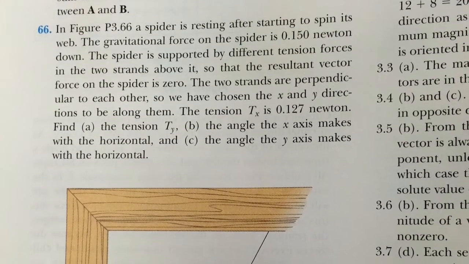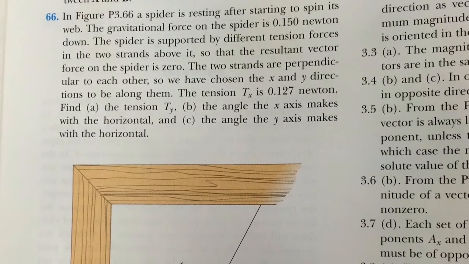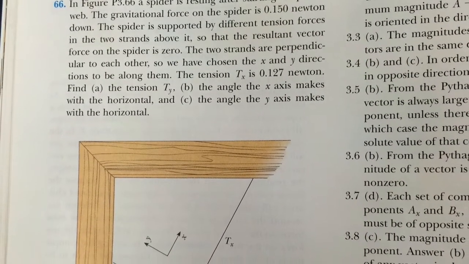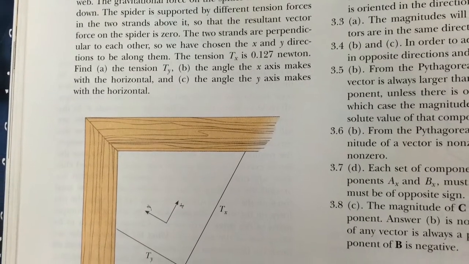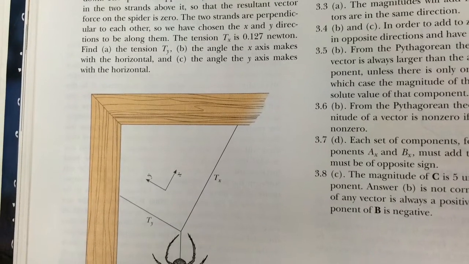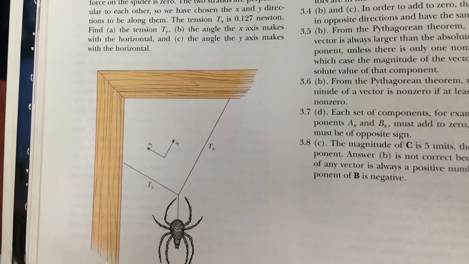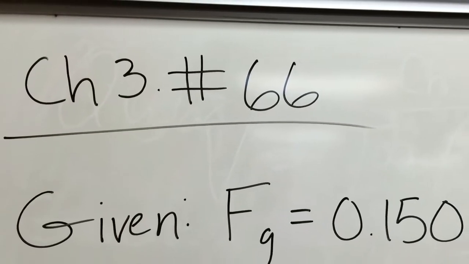The two strands are perpendicular to each other, so we have chosen the x and y directions to be along them. The tension Tx is 0.127 newtons. Find A, the tension Ty, B, the angle the x-axis makes with the horizontal, and C, the angle the y-axis makes with the horizontal. The first step in problem 66 is to write down the given values.